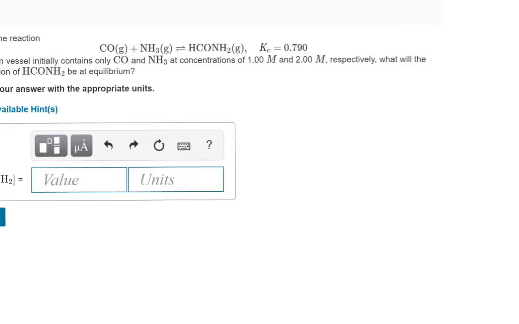This is pretty much a straightforward ICE chart type of problem. So I'm going to come over here and set up my ICE chart.